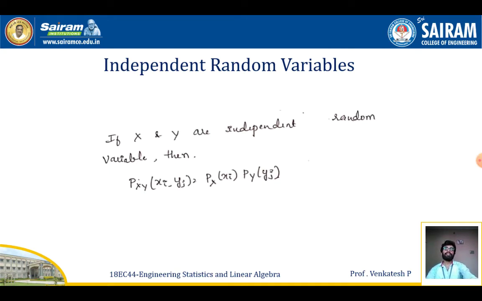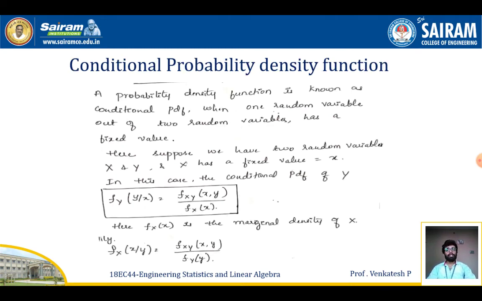Next is the conditional probability density function. In the case of joint distributions, we can also use the conditional probability density function, known as the conditional PDF. When one random variable out of two random variables has a fixed value, that is, out of two random variables I fix one random variable at a fixed value, there we can use the conditional PDF.